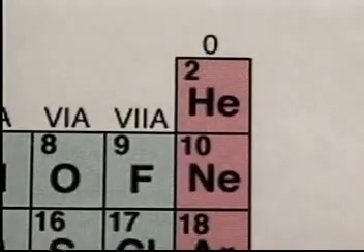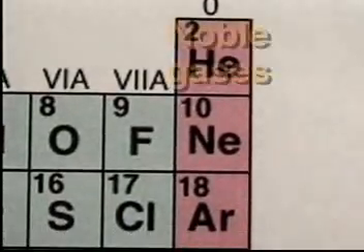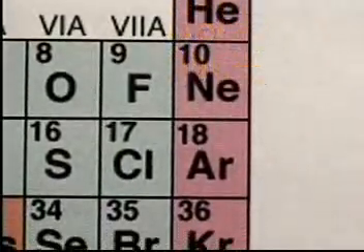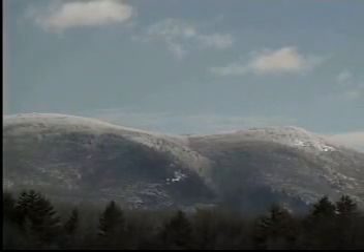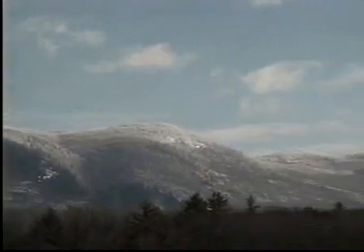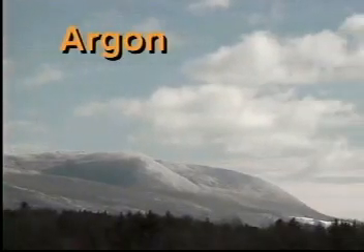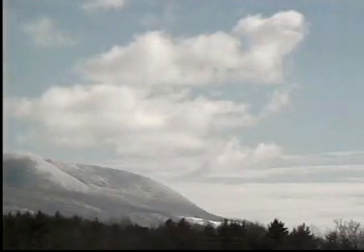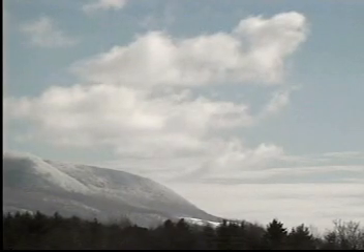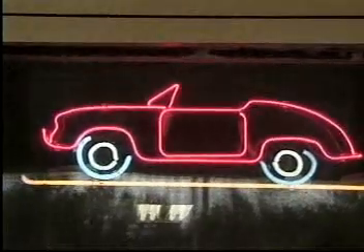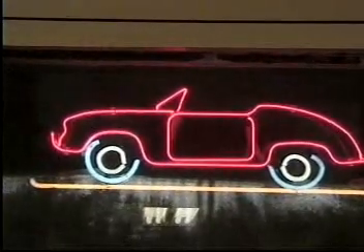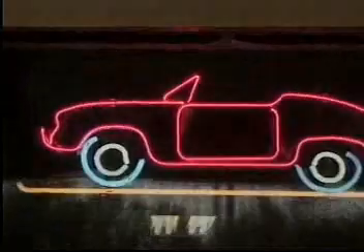One such family of nonmetals are the noble gases, highlighted here in light red. These elements are found in small amounts as gases in the Earth's atmosphere. Argon is the most common of the noble gases and makes up about 1% of the Earth's atmosphere. Many signs are made with inert gases, such as this neon-filled sign.